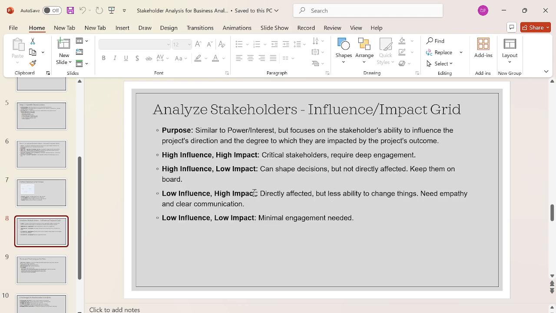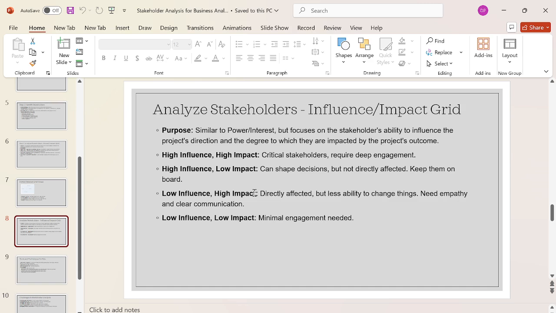So this analyzes the stakeholder with another matrix, that is the influence and impact grid. Similarly, it is also a stakeholder categorization technique, but we use factors like influence and impact, focusing on the stakeholder's ability to influence the project direction and the degree to which they are impacted by the project's outcome.